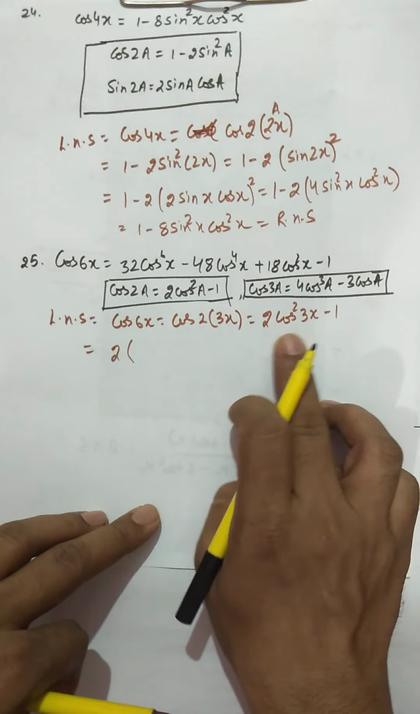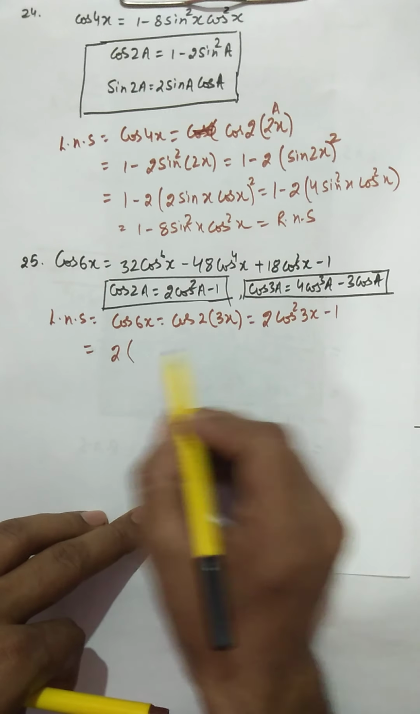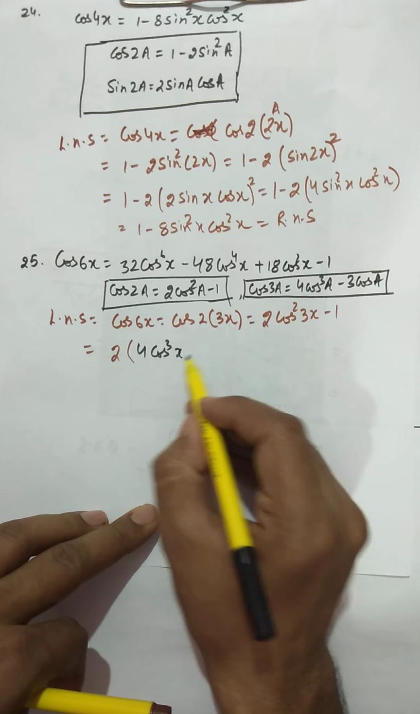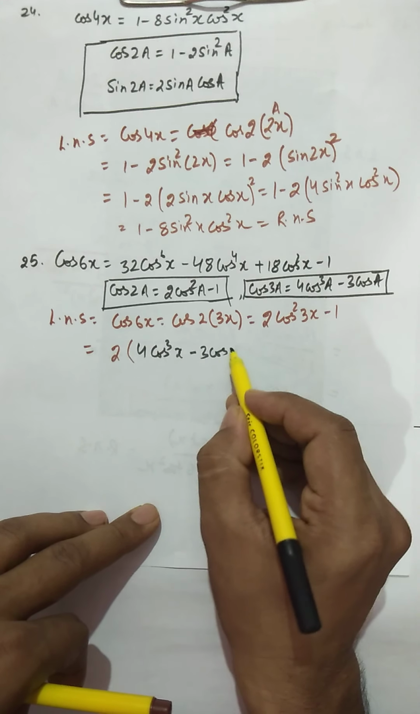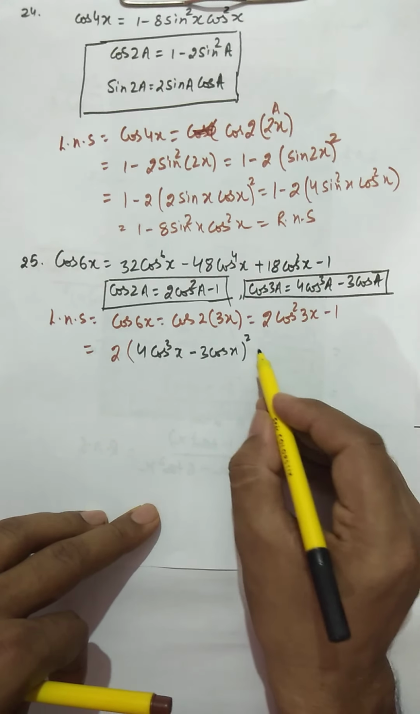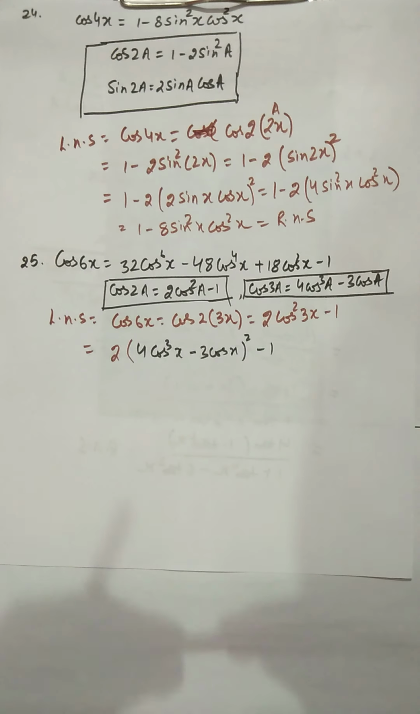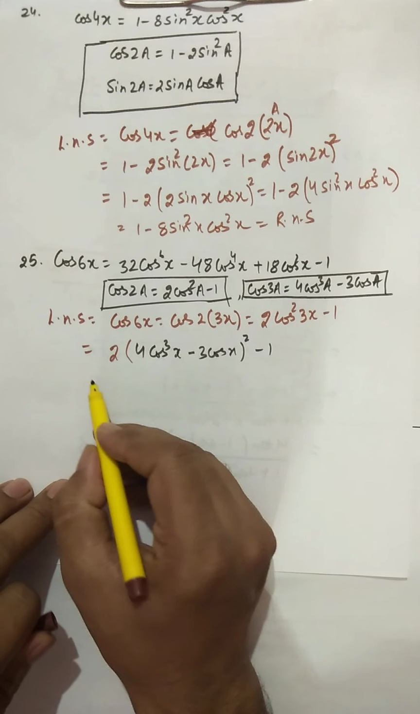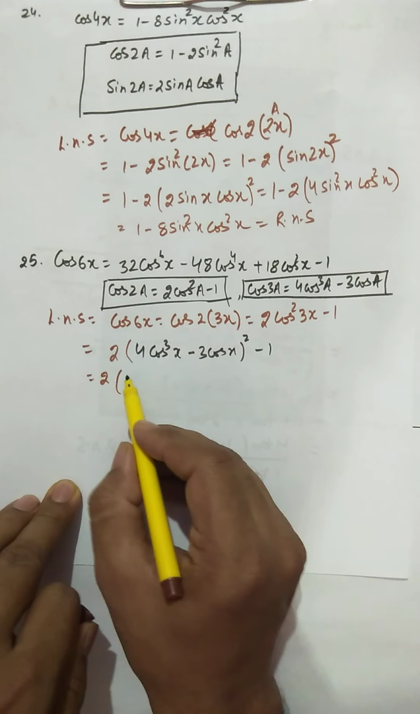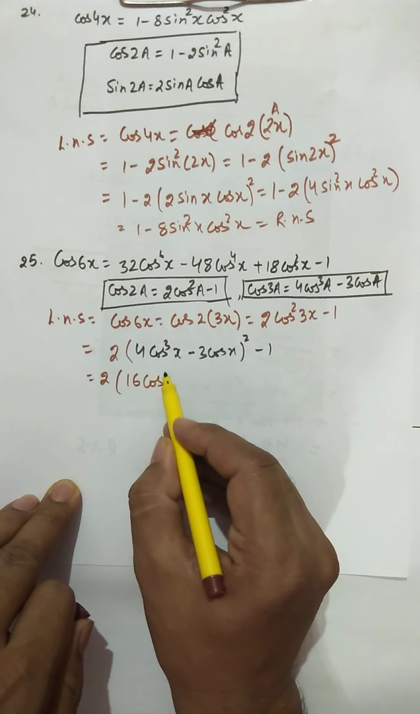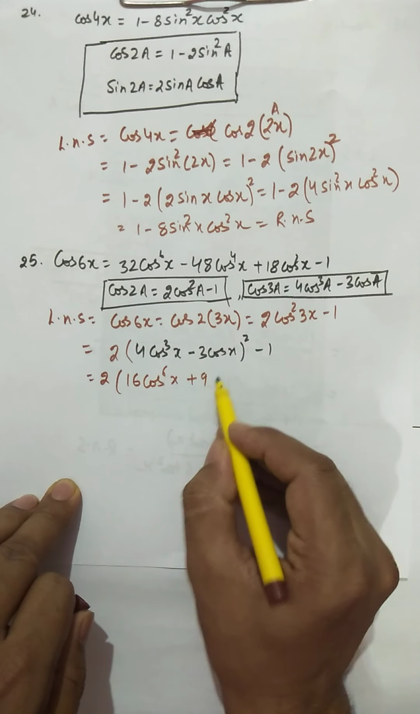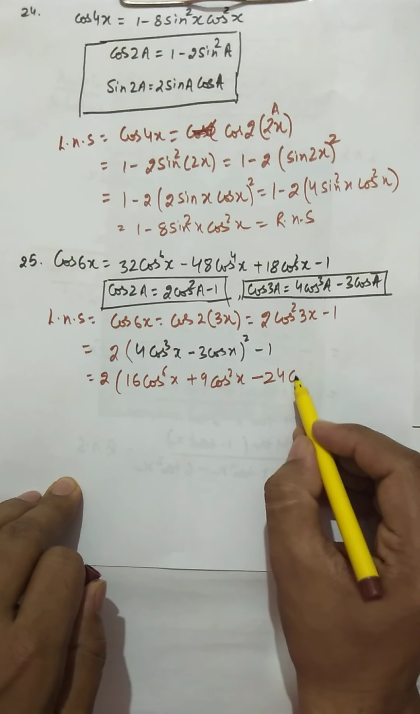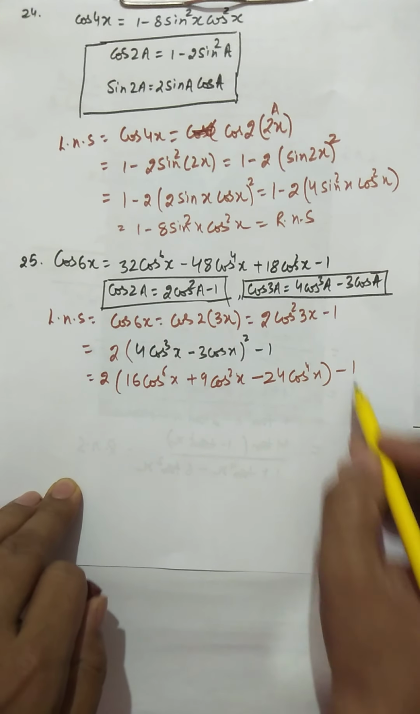Now cos 3x, you can see this is whole square. So first, cos 3x is 4 cos cube x minus 3 cos x, and this square you put here, minus 1. Now the next step is to just simplify with the help of the (a minus b) property. So (a minus b) whole square is 16 cos 6x plus 9 cos square x, and 4 into 3 is 12, into 2 is 24 cos 4x, and this is minus 1.